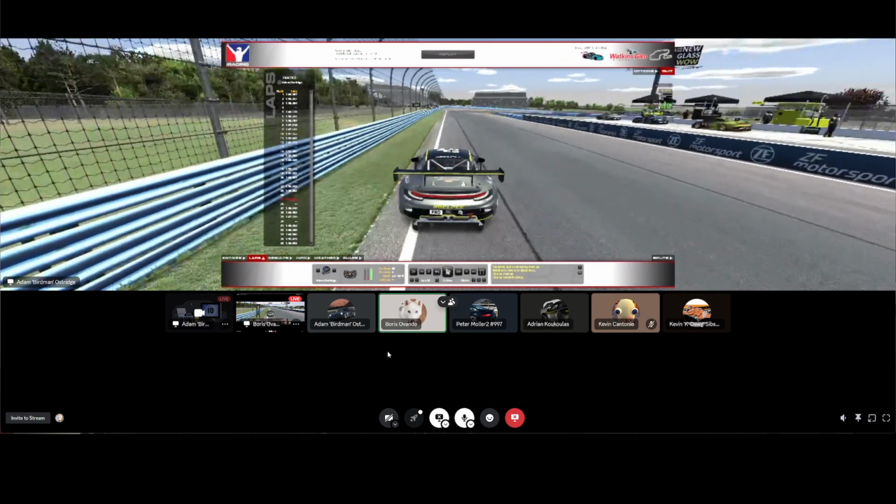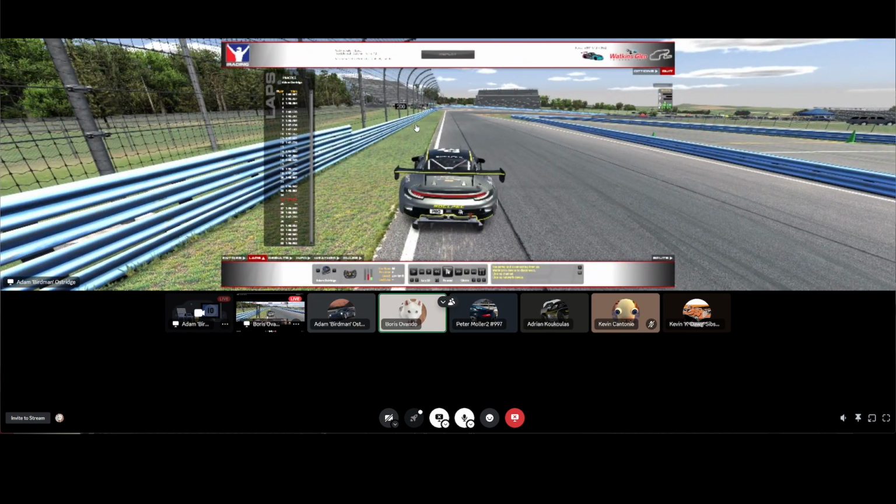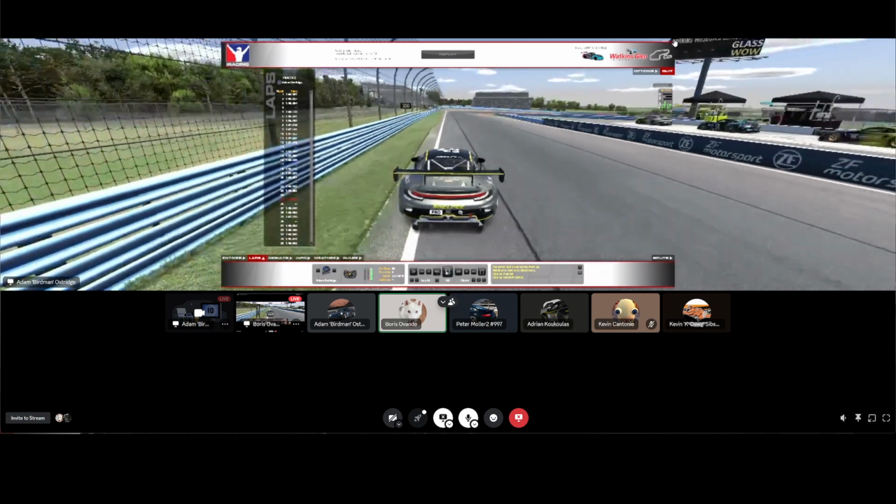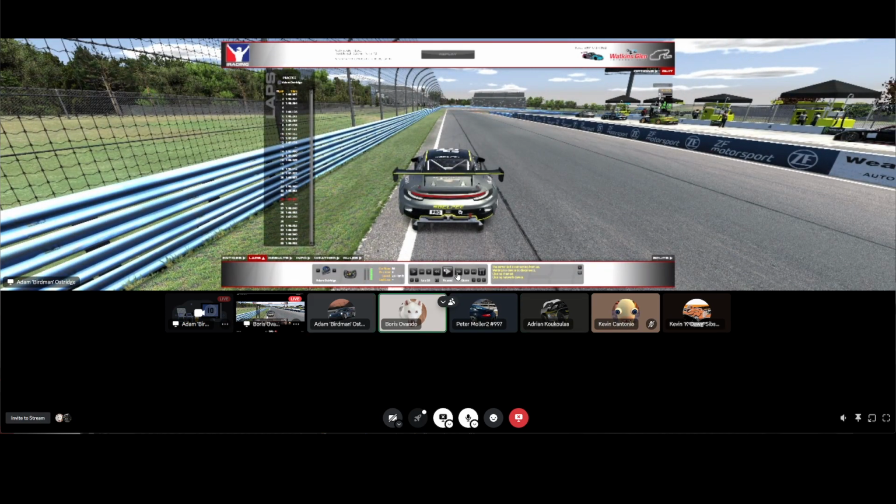All right. Since you've looked at it already, we're gonna change it. We're gonna go to another corner. Maybe the boot section, the uphill boot, the hairpin?